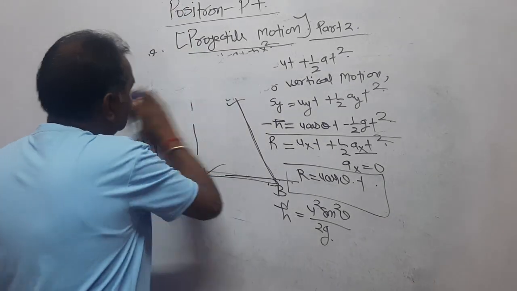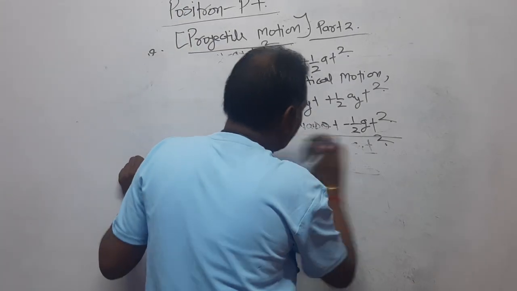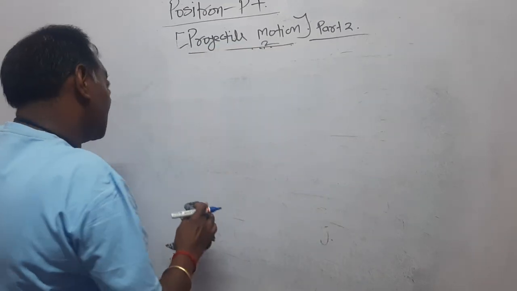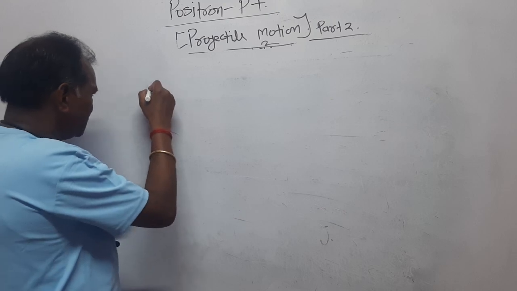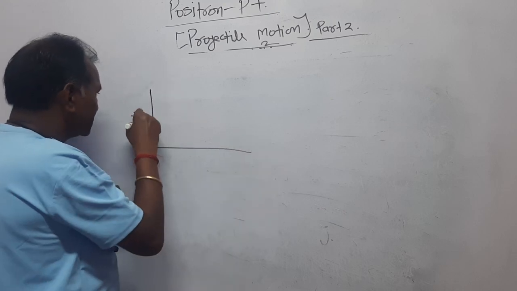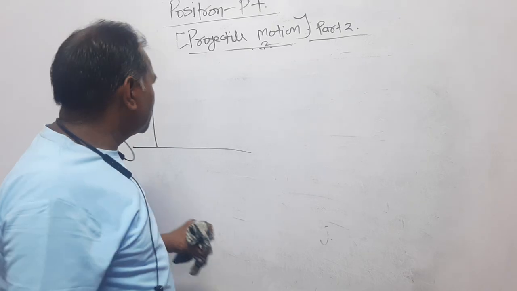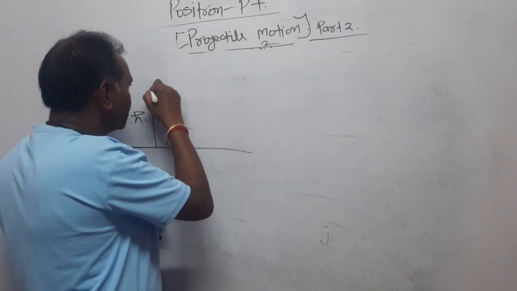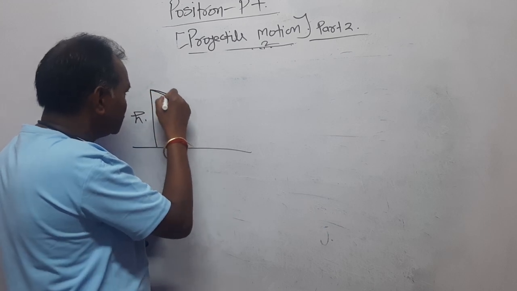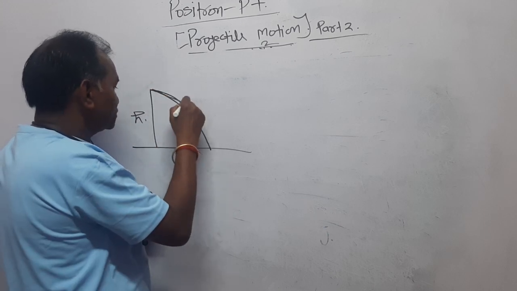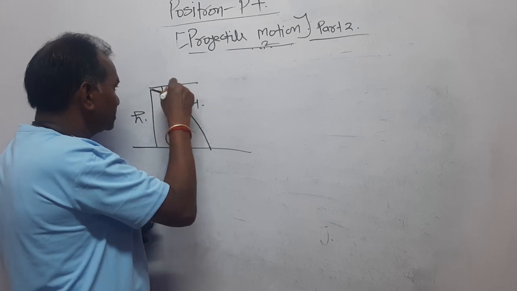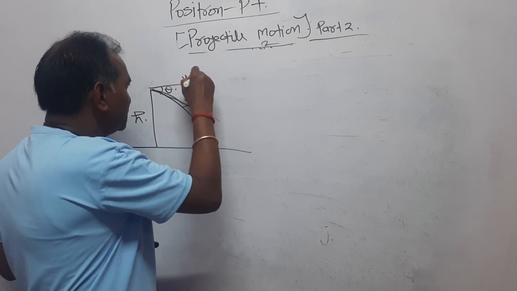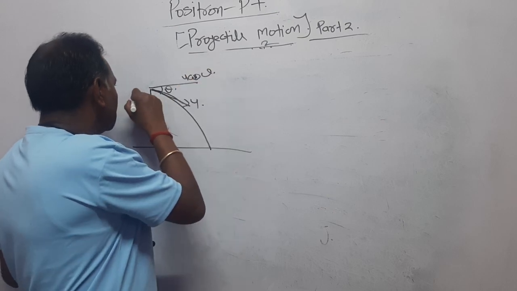Now dear students, let's move to another part. This time, again it is a tower of height h. The body is projected not this way, but in the vertical plane downward like this, with velocity u making an angle theta from the horizontal in this way. Now what happens? This is u cos theta and this is u sin theta.